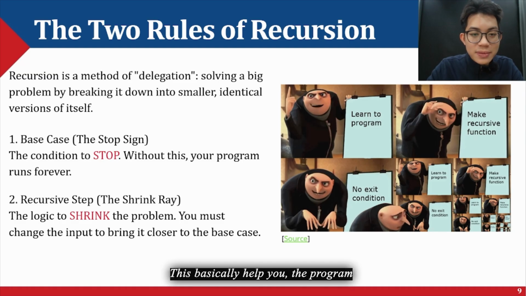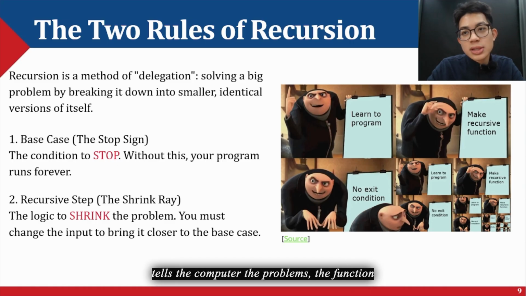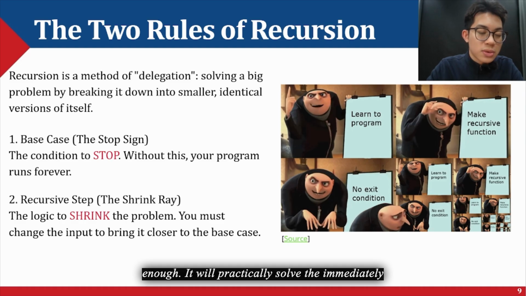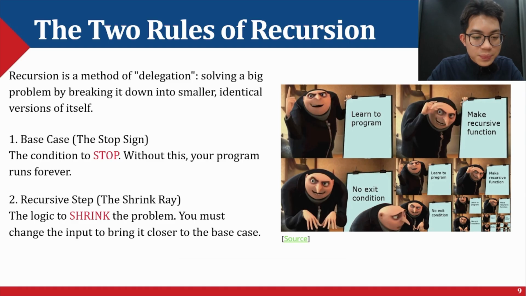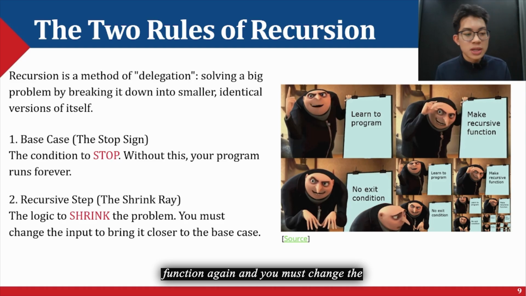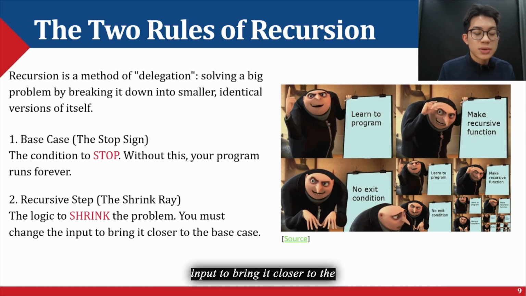The base case tells the computer that when the problem is small enough, it will automatically solve it immediately and we stop. And the next thing is the recursive step. This is the sync rate. The sync rate is when you call the function again, and you must change the input to bring it closer to your stop sign, or your program will run forever and enter an infinite loop.